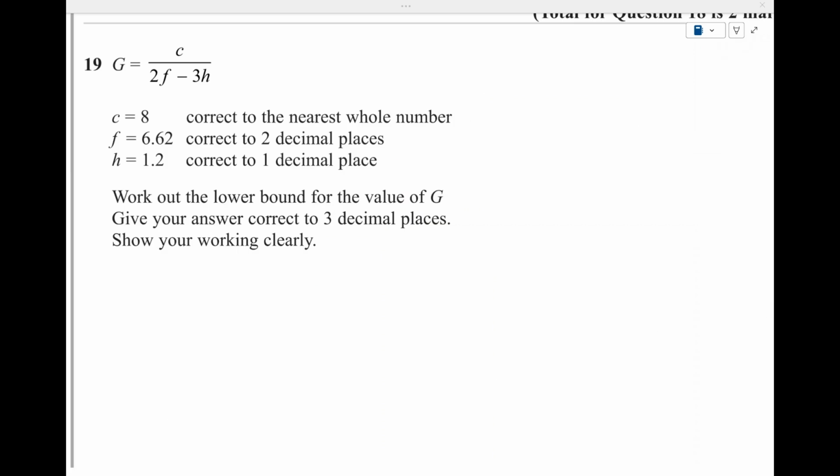Question 19. I can see straight away question 19 is a question about bounds.